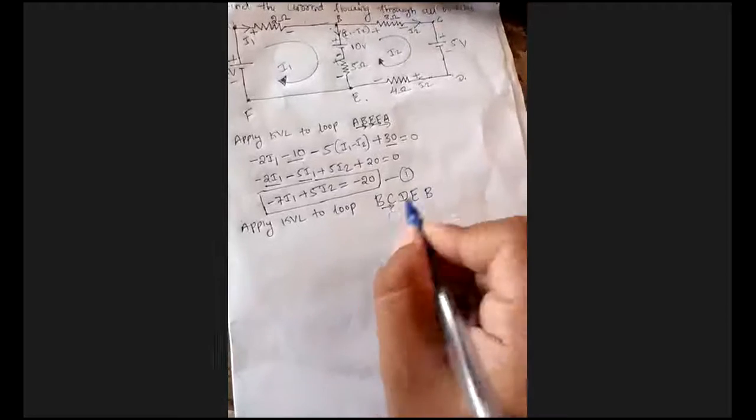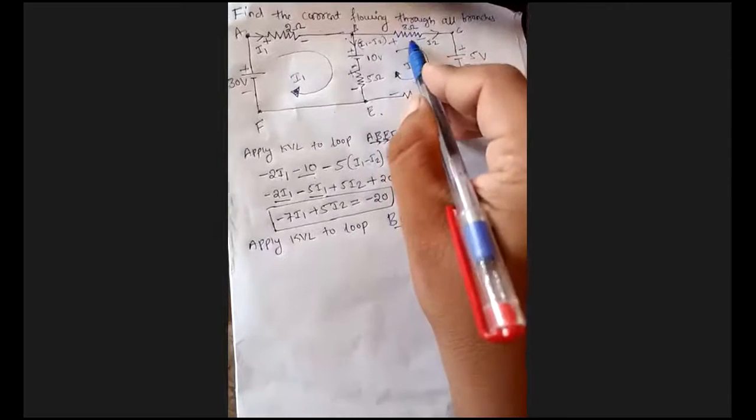Similarly, apply KVL to loop B, C, D, E, B. So you have to write here. Next, B to C: only one resistance is there, that is 3 ohm. The sign of that one is minus. Which current is flowing here? I2. So minus 3 I2.